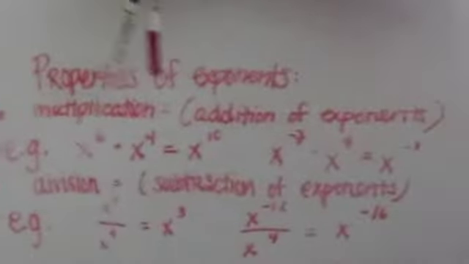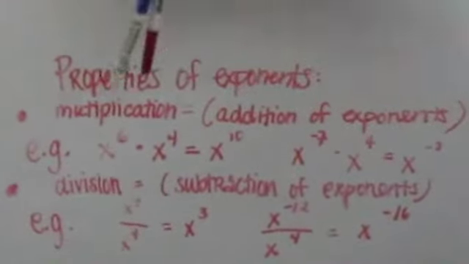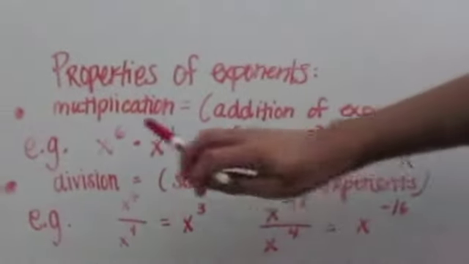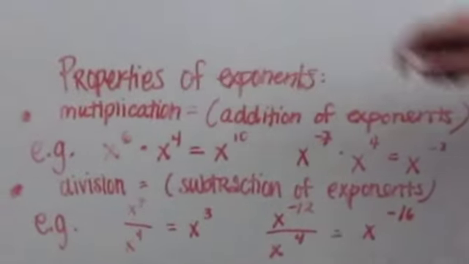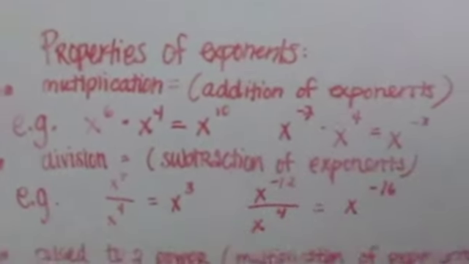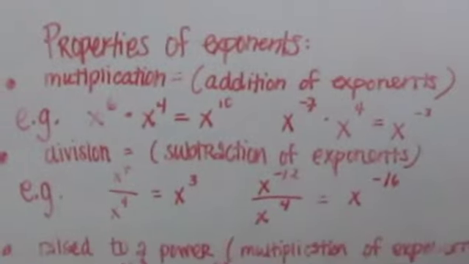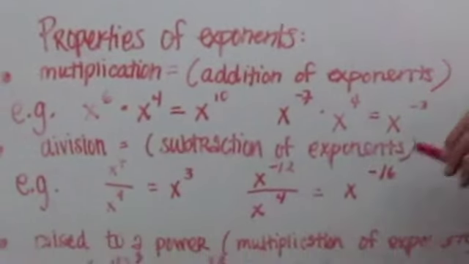Now we're going to move on to the properties of exponents. When you multiply exponents, you're going to add them. So x to the 6th times x to the 4th is, what's 6 plus 4? 10, so it's x to the 10th. X to the negative 7 times x to the 4th, negative 7 plus 4 is x to the negative 3.